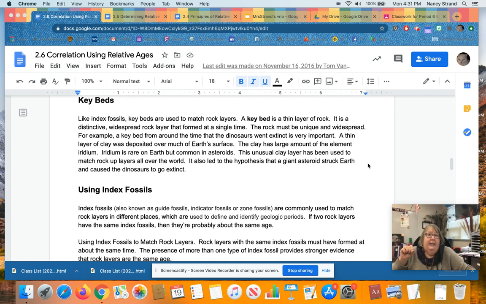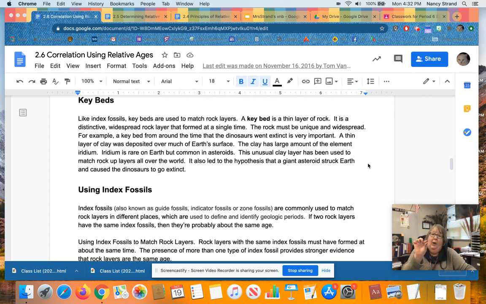For example, a key bed from around the time that the dinosaurs went extinct is very important. Agreed? A thin layer of clay was deposited over much of the Earth's surface. The clay has large amounts of the element iridium. Iridium is rare on Earth, but common in asteroids. This unusual clay layer has been used to match up rock layers all over the world. It also led to the hypothesis that a great asteroid struck the Earth and caused the dinosaurs to go extinct.